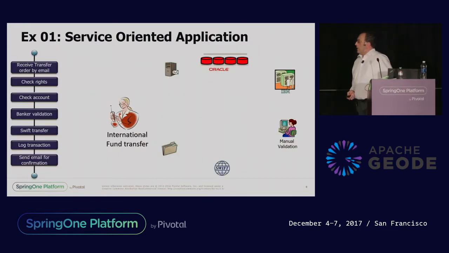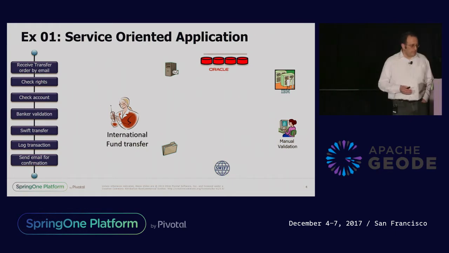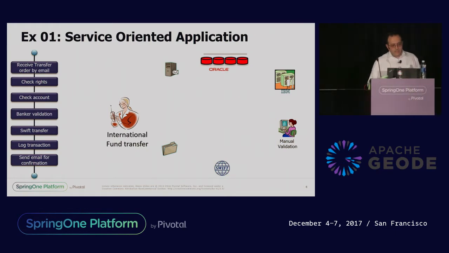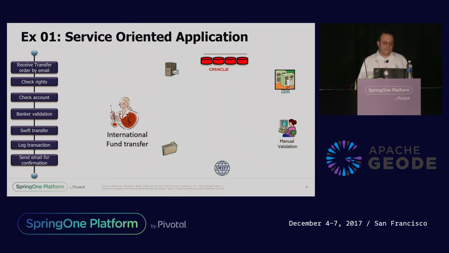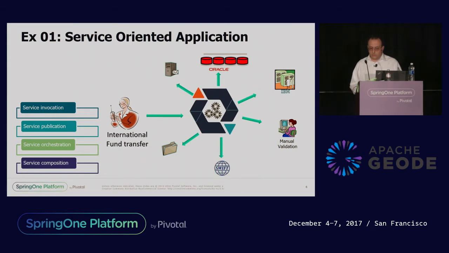Very quickly, OpenESB has been designed to work with service-oriented systems. This means that on the left side, you have a process defined by the business teams and the different partners you have to invoke to create an international fund transfer service. And OpenESB can invoke and publish services, and do orchestration and composition. It has been made for that. But you can use OpenESB in different ways.